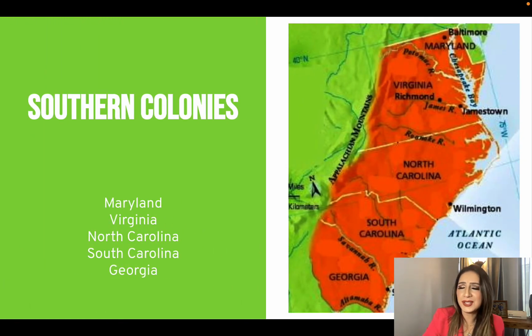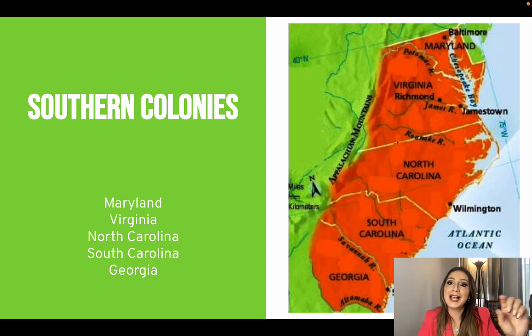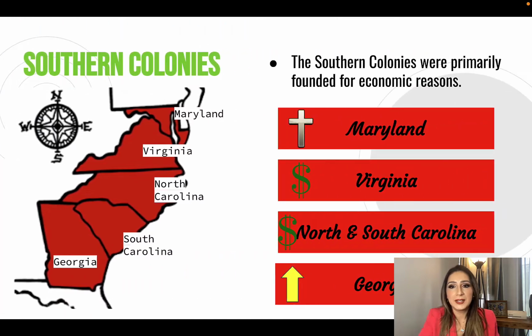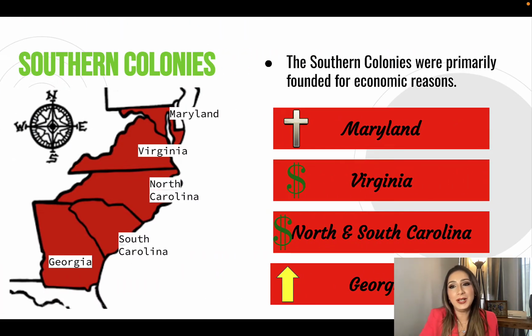Let's move on to the Southern colonies, which, as you notice, are much larger. I like to call these the Five Sisters because their names are all girl names: Maryland, Virginia, North and South Carolina, and Georgia. So that's a quick little tip. If you ever have a question and it has a girl's name, it's a Southern colony. So here you have them once again.